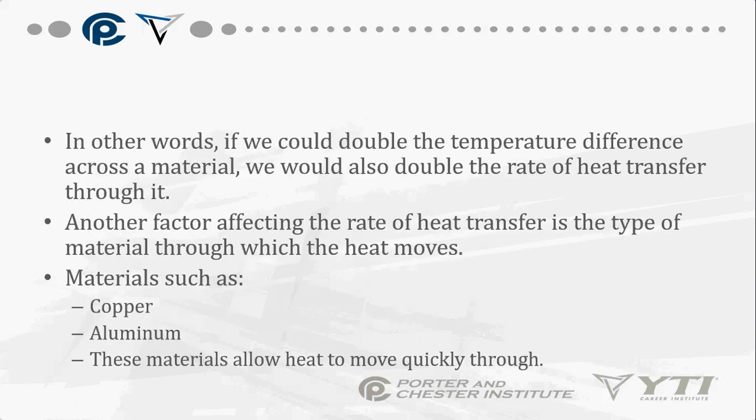So in other words, if we could double the temperature difference across the material, we would also double the rate of heat transfer through it. Another factor affecting the rate of heat transfer is the type of material through which that heat will actually move, such as copper, aluminum. Those are your most common types of material that we're going to use in hydronic heating.